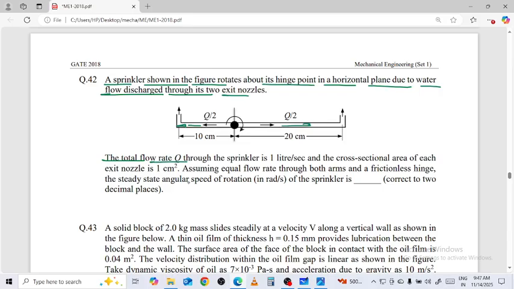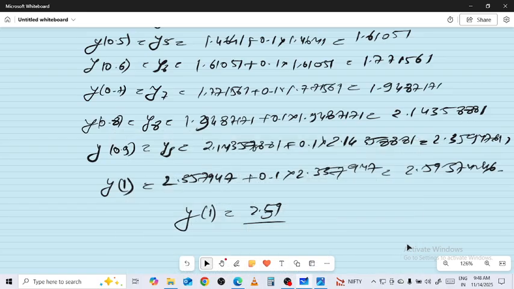Flow rate of water to the sprinkler is 1 liter per second and cross-sectional area of each exit is 1 centimeter square. Assuming equal flow rate through both arms and a frictionless hinge, the steady state angular speed of rotation in radian per second of the sprinkler is to be calculated, correct up to 2 decimal places. So move ahead with this.